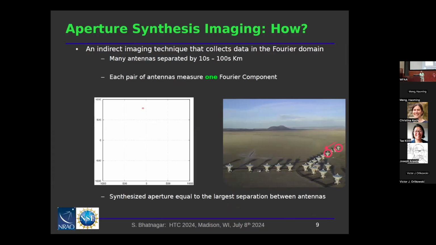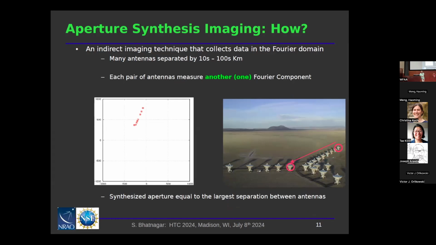How do we do that? The way we do it is this array: two antennas give you one measurement on the Fourier plane. These are indirect imaging devices. We don't get an image directly. But one pair of antennas gives you one measurement on the Fourier plane. You take another pair, you get another measurement. You take another pair of antennas, you get more data points on that.